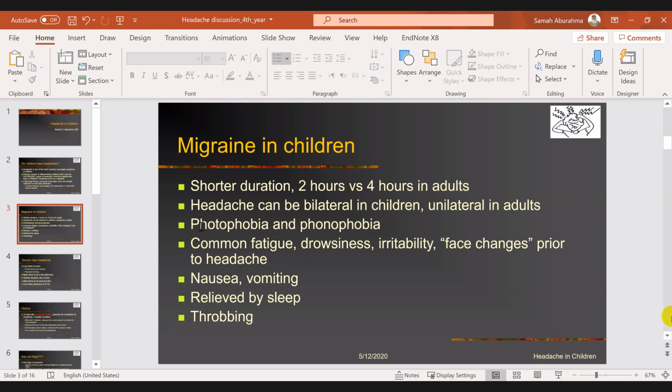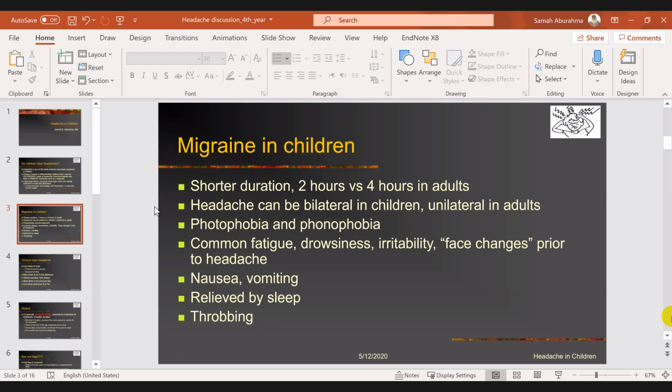If the headache is associated with photophobia and phonophobia, if there is nausea and vomiting, if the headache is relieved by sleep, and if the child is able to give a description that this is a throbbing headache, then this is likely to be a migraine in that child.